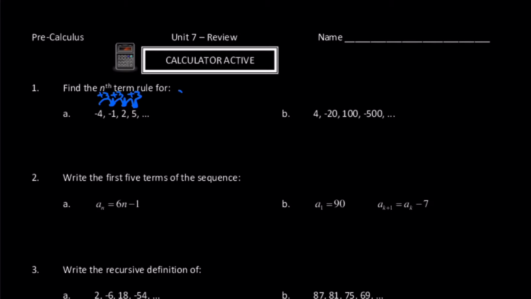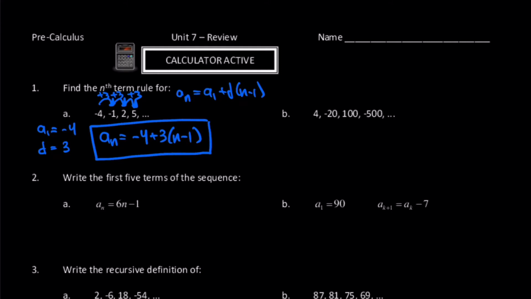All right, you don't have to write this formula down. I'm just reminding you guys, for arithmetic, the a sub n formula is a sub 1 plus d times n minus 1. Basically, what we need to do is identify a sub 1, which is obviously negative 4, and d, which is 3. So our a sub n rule is going to be a sub n equals a sub 1, so you put in the number, negative 4, plus d, which is 3, times n minus 1. You could clean that up if you wanted to, but you don't need to. In this application, you just want to write that down.